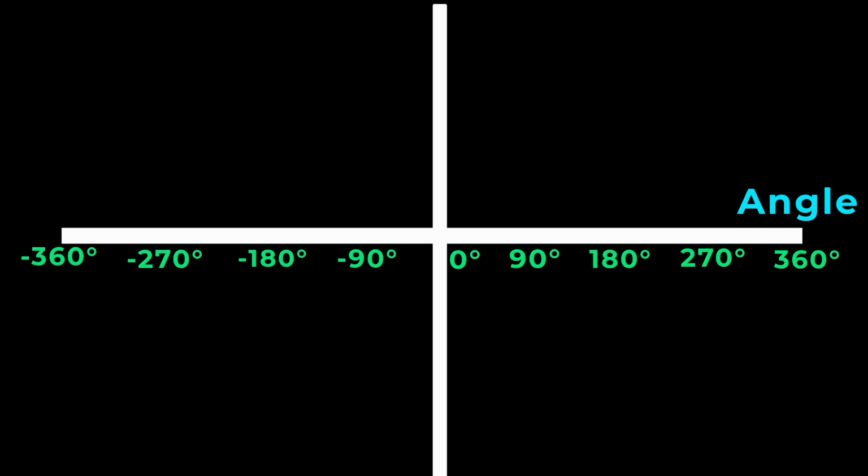Now let's draw sine as a graph. The horizontal axis represents angle. The vertical axis represents sine. At 0 degrees, sine equals 0. At 90 degrees, sine equals 1. At 180 degrees, sine returns to 0. At 270 degrees, sine becomes negative 1. At 360 degrees, sine returns to 0 again.